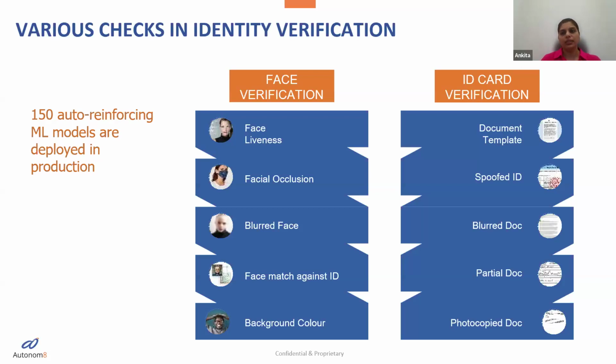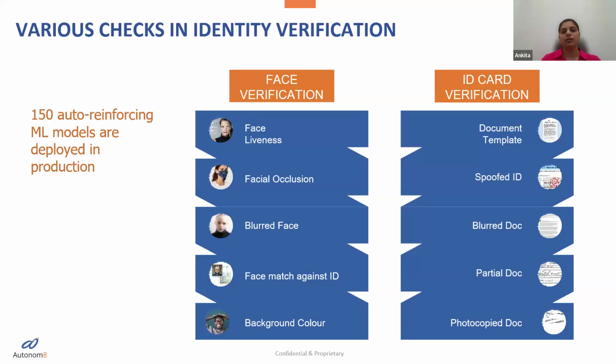Moving on to the document side, there are different documents that are supported, which we'll see in the upcoming slides. What we do on the verification side is we check if the document template is right. For example, if it's a PAN document, there's a specific template for PAN. Is the template right? Second, we would see if this document is spoofed or not. We have technologies in place which will help identify such documents.